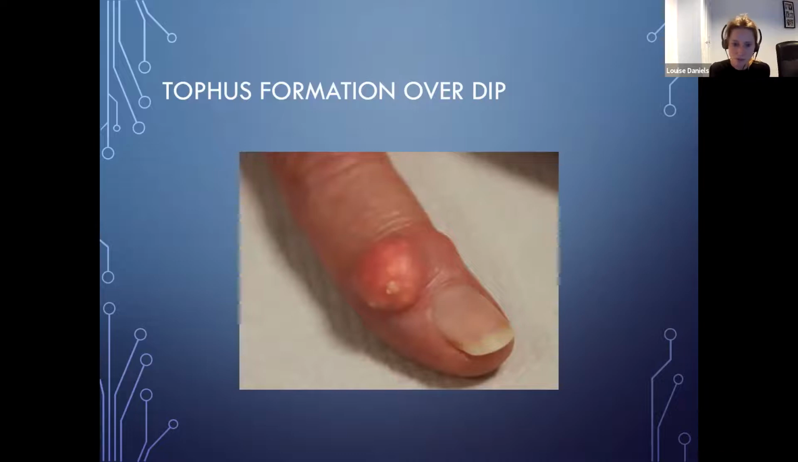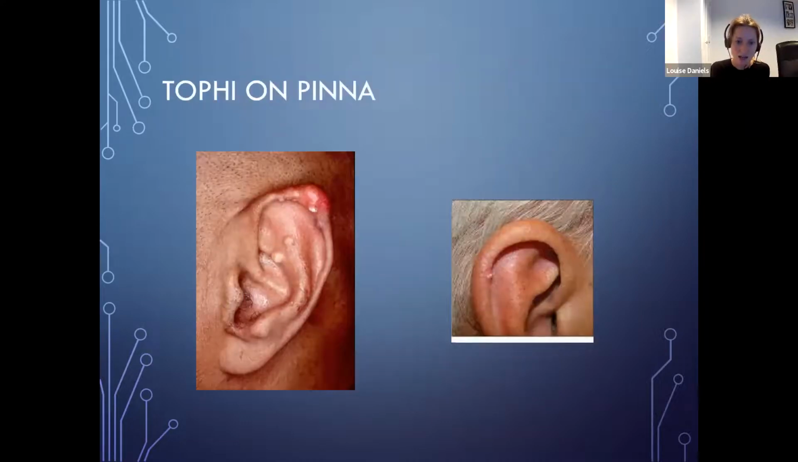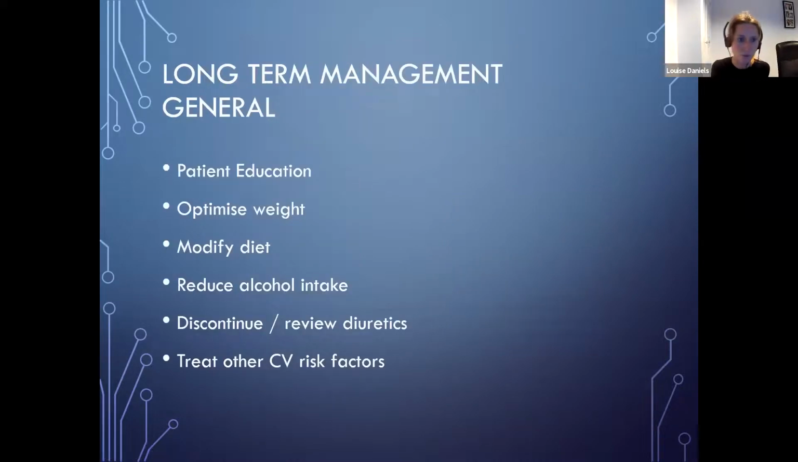We have a look for tophi. They can be almost anywhere. Fingers are quite a common area. In the elbow, they may have tophi or a chronic bursitis. Tophi in the ear, in the pinna, are quite common. So I've shown that they can be fairly obvious on the left, where you can see a few of them, or they can be very subtle. So on the right, this patient's just got one small tophus in the ear that may easily have been missed if it wasn't looked for.